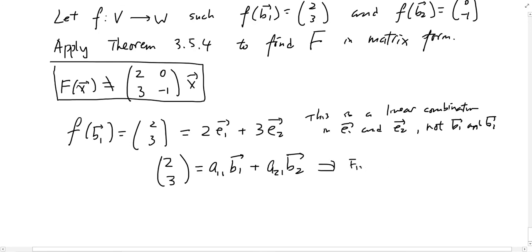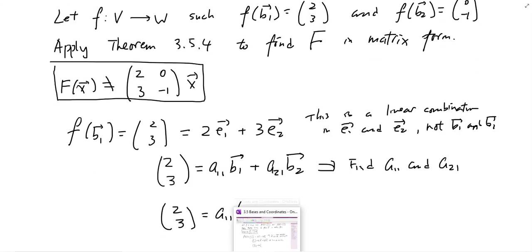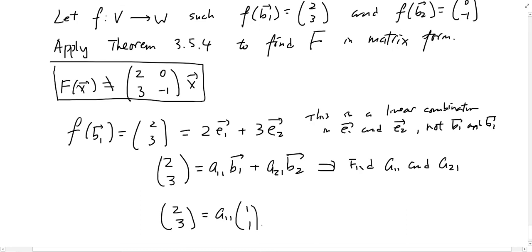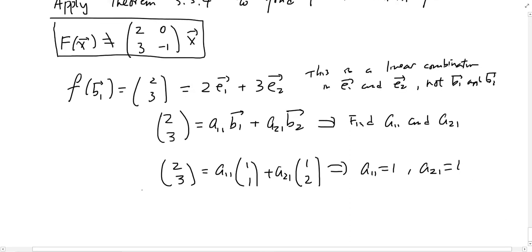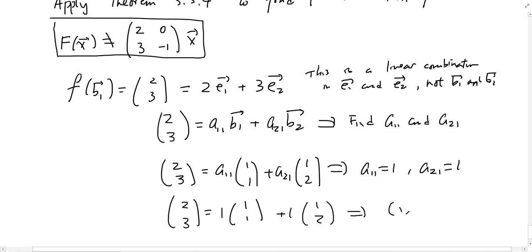Now I'm going to ask you to go ahead and try to find A11 and A21. It should not be too difficult if you simply think about it. (2, 3) is equal to A11 times B1, which is (1, 1), plus A21 times B2, which is (1, 2). It shouldn't be too hard to figure out that A11 is 1 and A21 is 1. Therefore, (2, 3) is the same as 1 times (1, 1) plus 1 times (1, 2), forming the coordinate vector (1, 1). Or actually, better yet, I'm going to write it vertically because they're going to form columns.